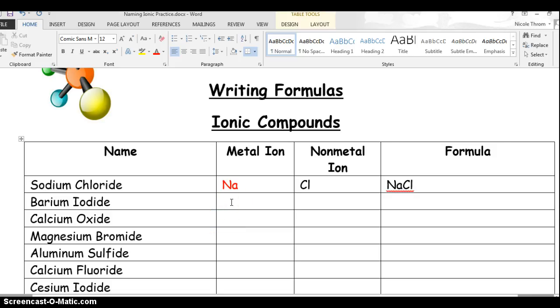For the next one, barium iodide. Barium has a charge of +2, and iodine has a charge of -1. So if we were to crisscross those charges, our answer would become one barium and 2 iodines once we crisscross those charges.